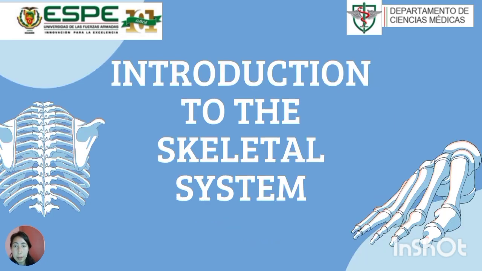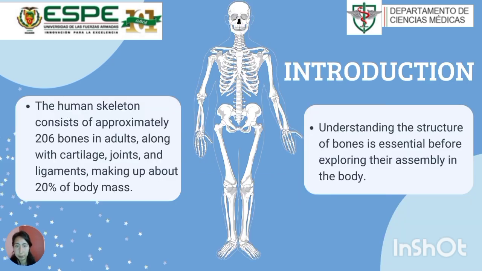I am Evelyn Castillo. I am talking about the introduction of the skeletal system. The human skeleton consists of approximately 206 bones in adults, along with cartilage, joints, and ligaments, collectively making up about 20% of body mass. Understanding the structure of bones is essential before exploring their assembly in the body.